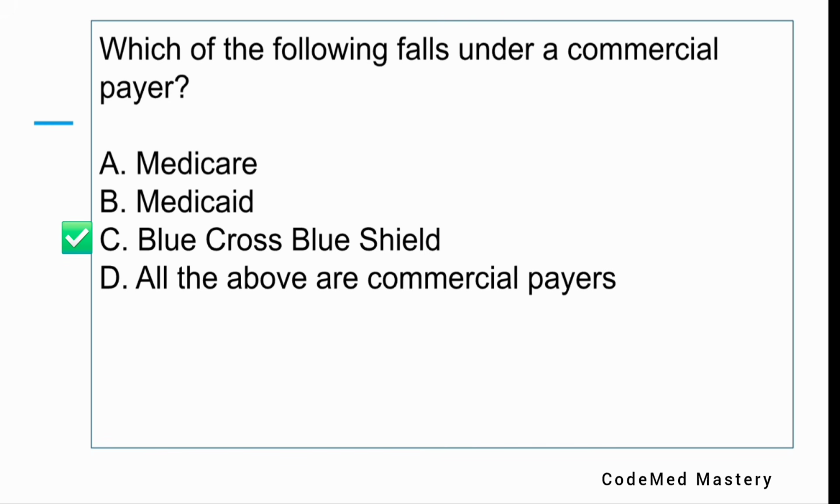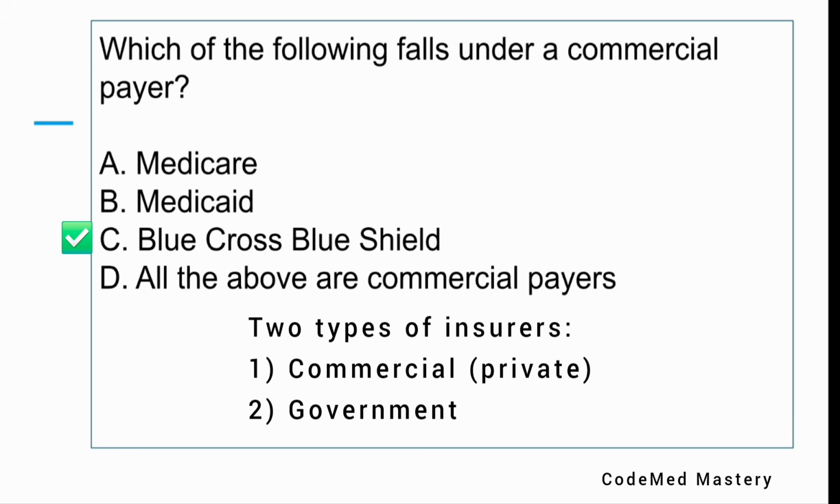There are two types of insurers, okay? One is commercial and the other is government. Commercial payers are private payers that offer both group and individual plans. Blue Cross Blue Shield organizations are private payers who usually operate in the state in which they are based. Medicare and Medicaid are government programs that help pay for healthcare.